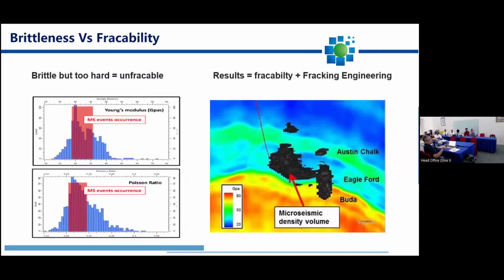This is an example of Eagle Ford. For the first several stages, we used one approach. I'm not going to go into the details. Because we used very high fluid rates, it was able to frack the formation, which is a very strong formation, under the reservoir.